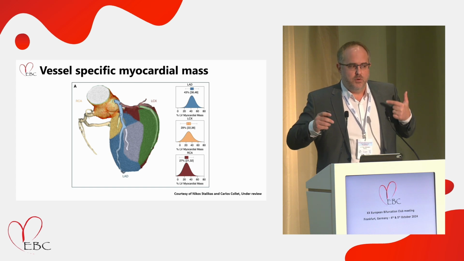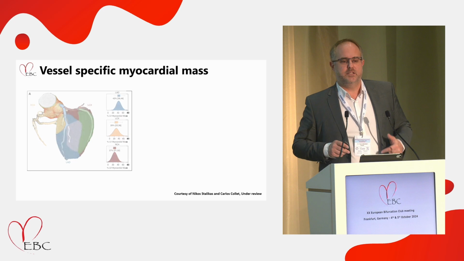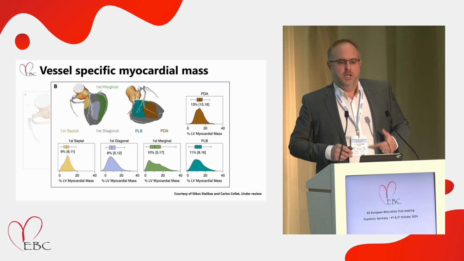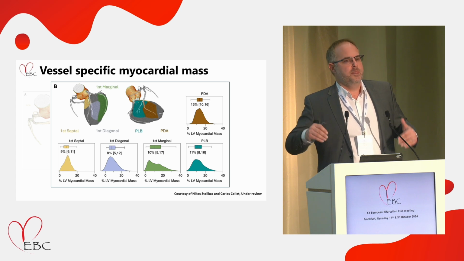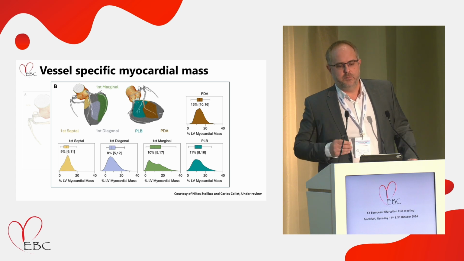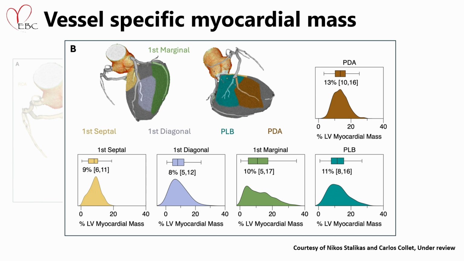But probably even more relevant is this analysis of the side branches. You see that PDA, PLB, and first marginal usually make the cut of 10%. First diagonal is usually around 8%. And what was very impressive to us is the mass of the first septal, which very often is almost 10% and very often even more, actually. So it's probably good to have in mind.